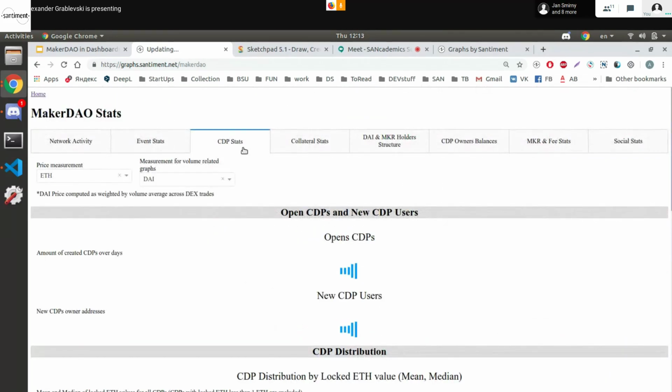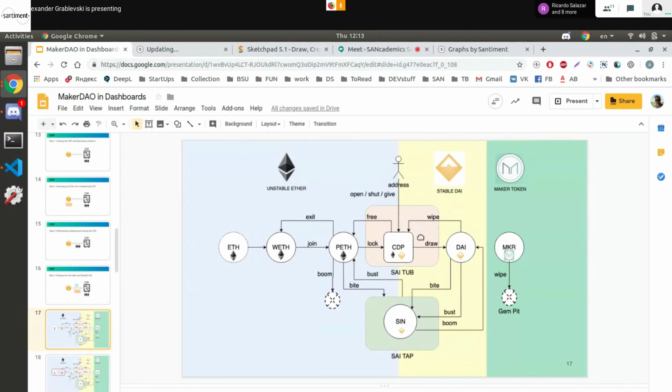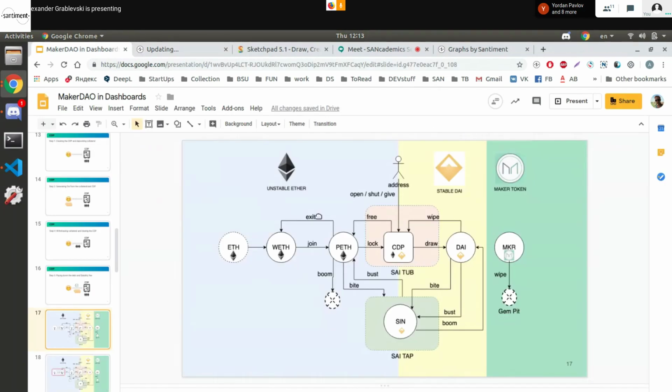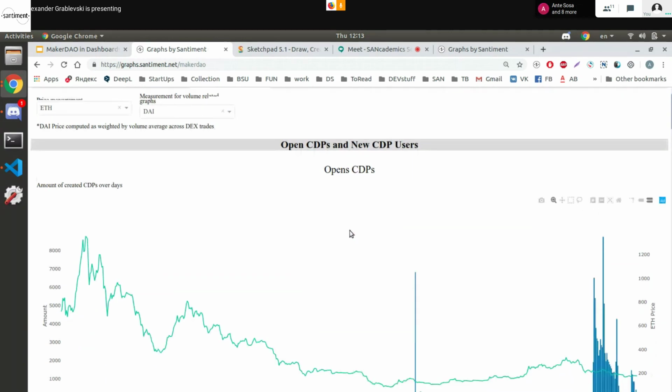Let's move on. CDP stats. This event stats was generated from only these 4 events: log, free, wipe, and draw. And the CDP stats show you the basic stuff around your CDPs. It shows you how people open them, how many wipes happen, and so on. So let's dive into it.